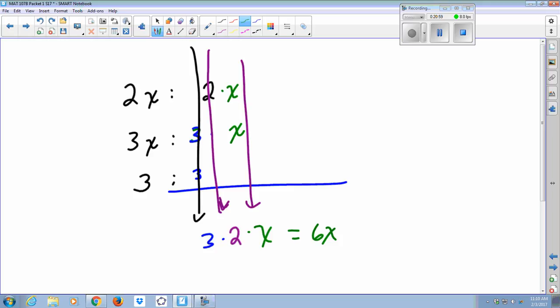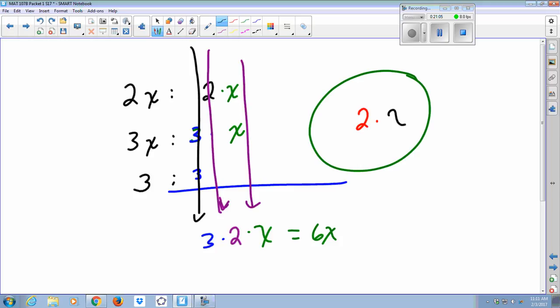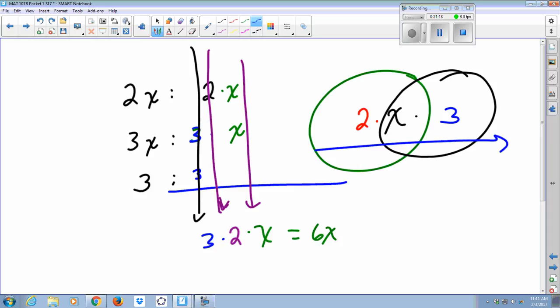Or with my circles, here's my first circle. I have a 2x in it, 2 times x. 3x, to get 3x, I borrow the x from my first denominator and put in my prime factor 3. And there's my third denominator, 3. So if I multiply straight across, I get 6x. Okay. So Olivia, do you understand why we need an x as well as the 6? Okay, because it's one of the factors you see, okay?